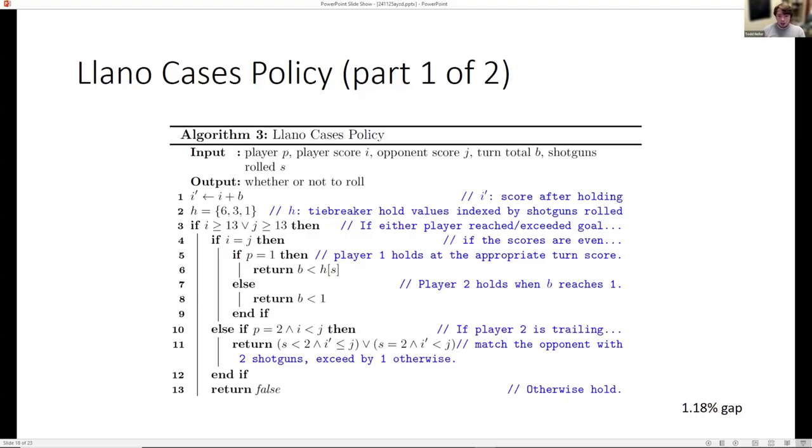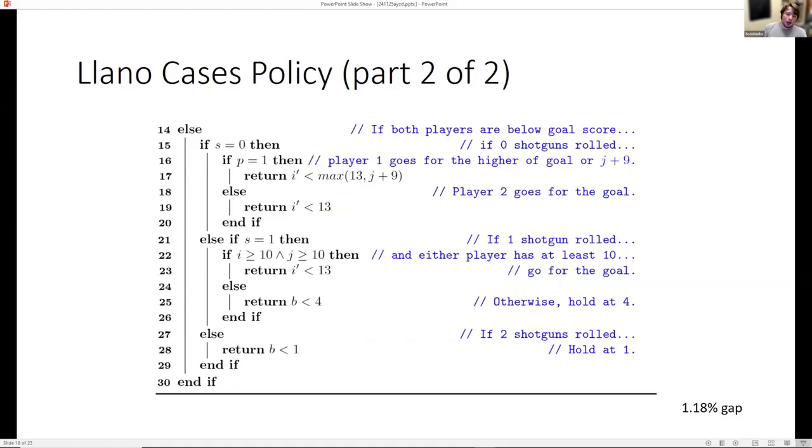If player 2 is trailing and either score is above the goal score, then player 2's goal is to either match their opponent if they have 2 shotguns and otherwise exceed by 1. And in all other cases, it is best to hold. Then we consider the cases where both players are below the goal score.